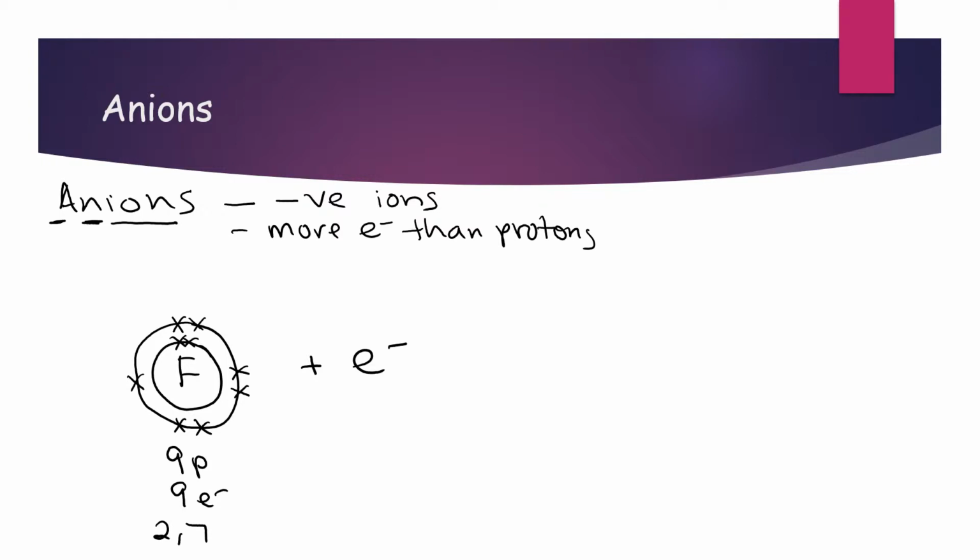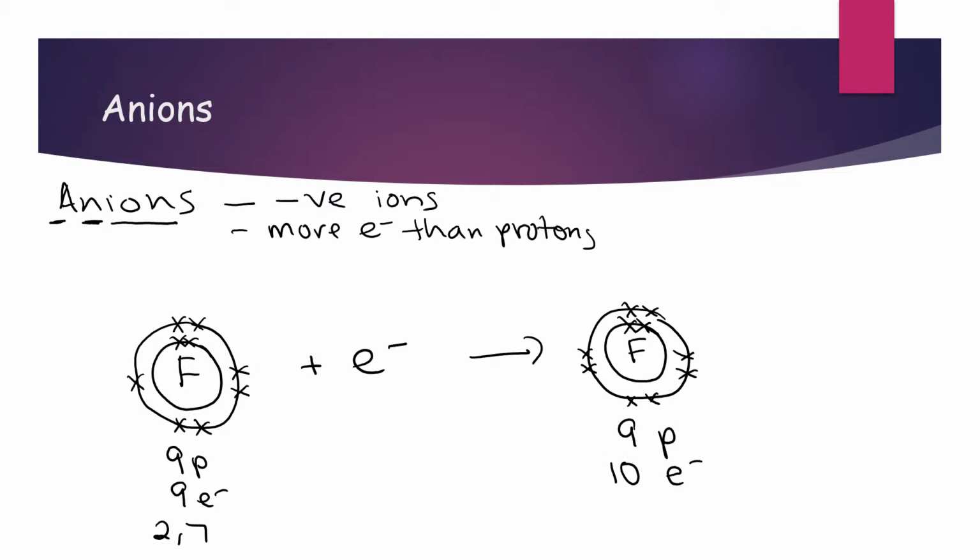So this electron comes from something like the sodium, which wanted to lose an electron. So when it gains an electron, you now have an electron configuration of 2, 8, which is now a stable electron configuration. And you can see there it's gained an electron, and its electron configuration is 2, 8, which makes it stable.